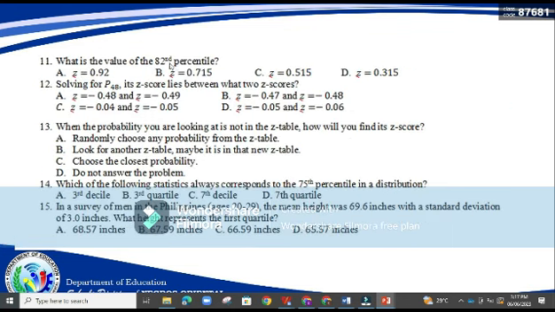Number 11. What is the value of the 82nd percentile? A. Z is equal to 0.92, B. Z is equal to 0.718, C. Z is equal to 0.518, D. Z is equal to 0.315. Number 12.